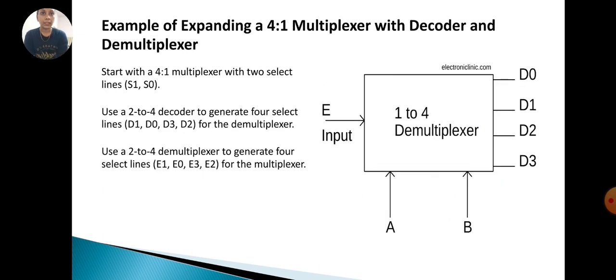Example of expanding a 4:1 multiplexer with decoder and demultiplexer. Start with a 4:1 multiplexer with two select lines S1 and S0. Use a 2-to-4 decoder to generate four select lines D1, D0, D3 and D2. For the demultiplexer, use a 2-to-4 demultiplexer to generate four select lines E1, E0, E3 and E2 for the multiplexer.